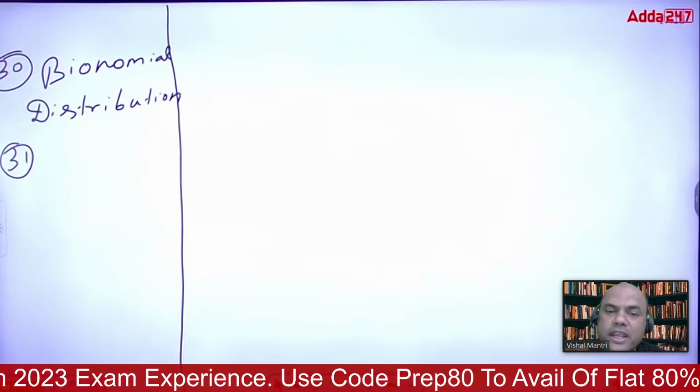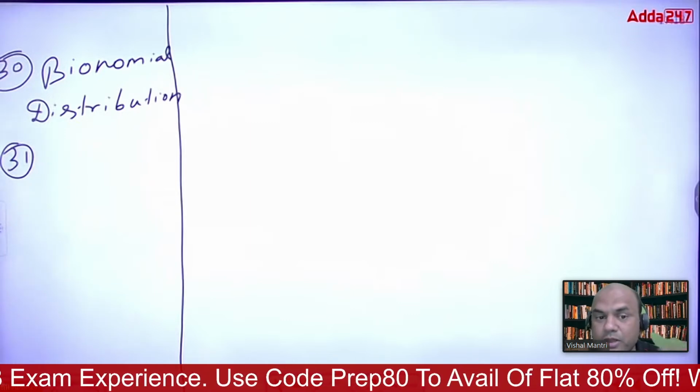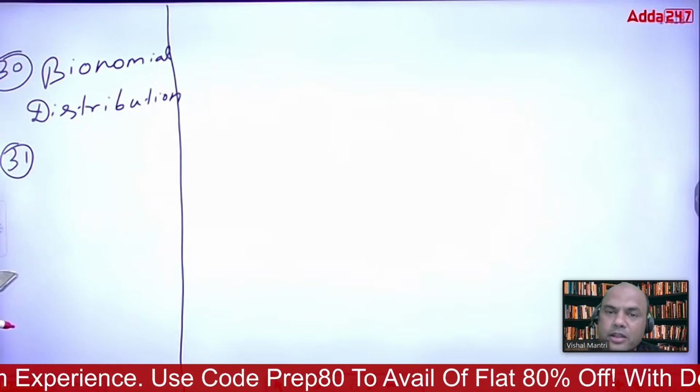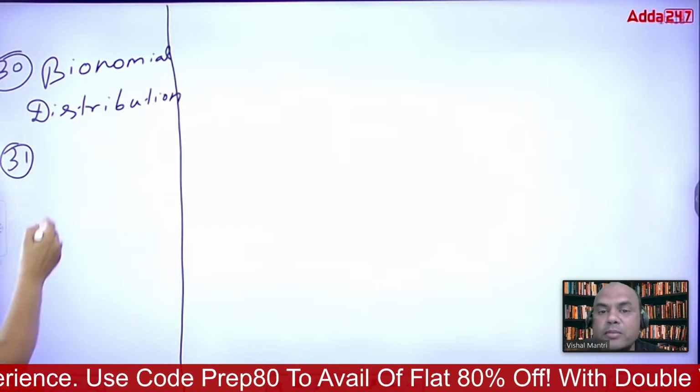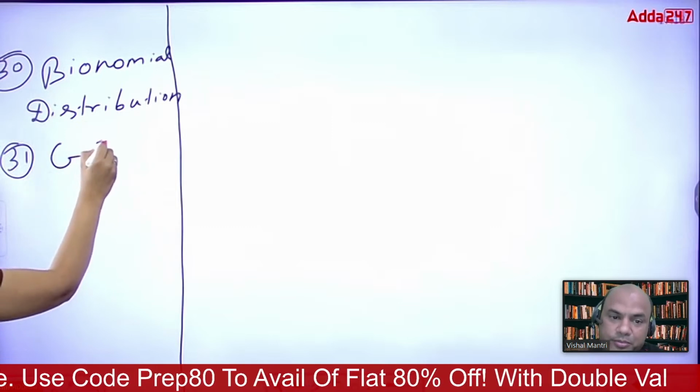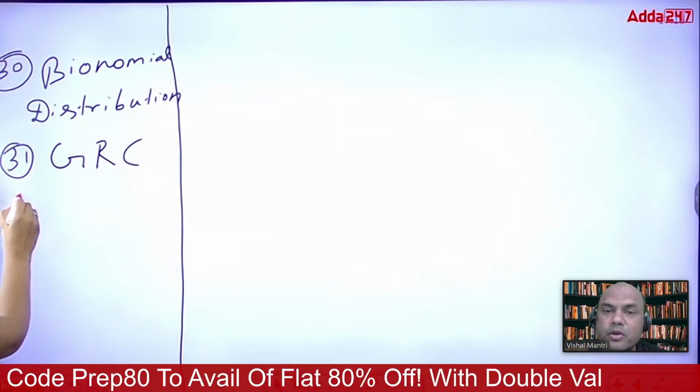Mode is always mean plus q. Q means what? Failure. So p is 1 upon 2. Q is what? 1 minus p. So it is again 1 upon 2. So p is 1 upon 2, q is 1 upon 2.